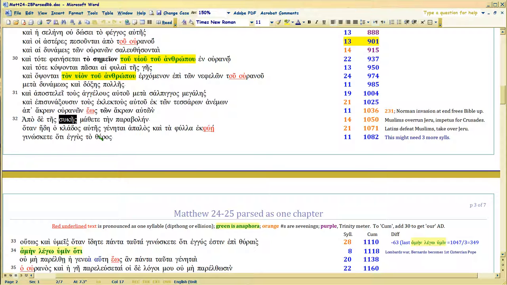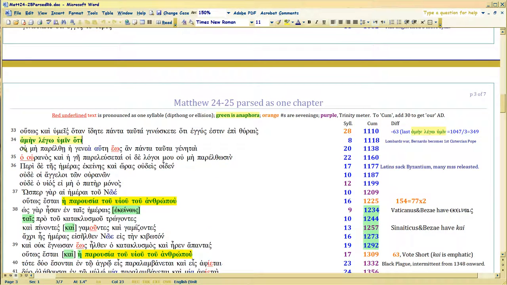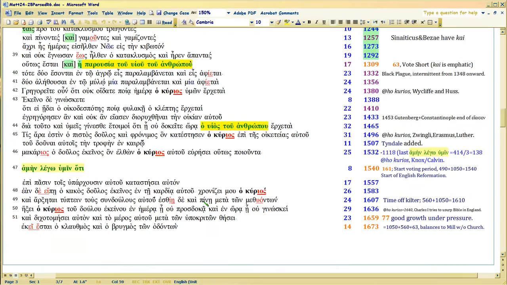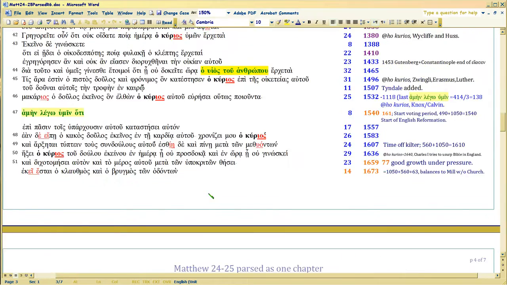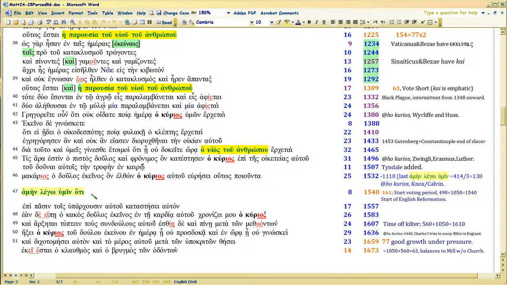That's Amen Lego Humin being referred to here. Okay? And it's saying the generation where that happens is going to see it all. Okay, so now we add up those two, and then we get down to the third one, which is the most dramatic of all in its own way, the only nice one. This is a compliment to the English for the English Reformation.